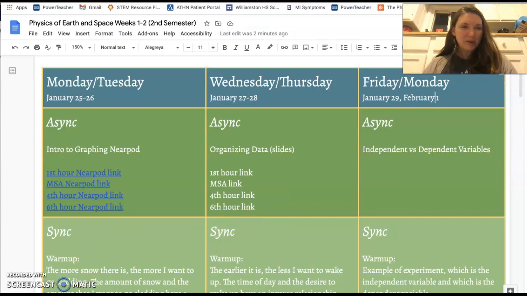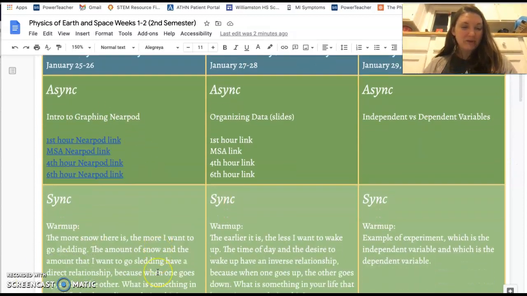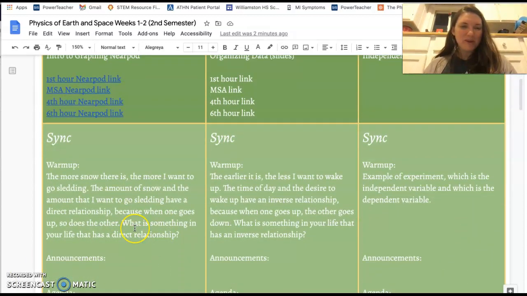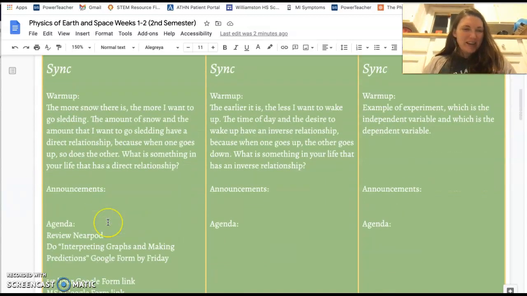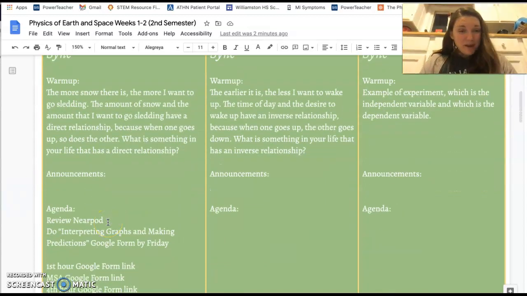So you'll start off with a Nearpod, and in the afternoon we're going to do a warm-up question about something in your life that is a direct relationship, meaning that when one thing goes up, the other thing also goes up. The agenda is to review the Nearpod, and then there's a Google form for you to do by Friday that's going to review those vocabulary words and concepts one more time for you.